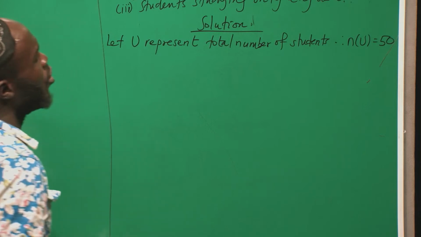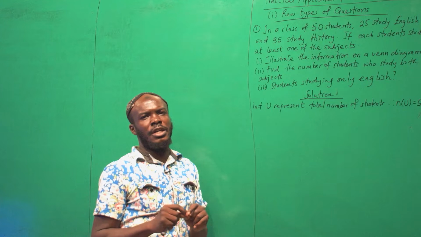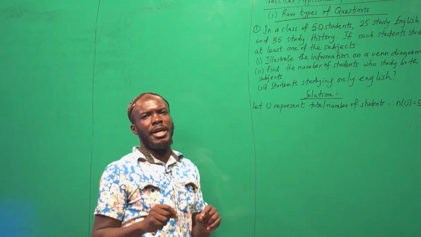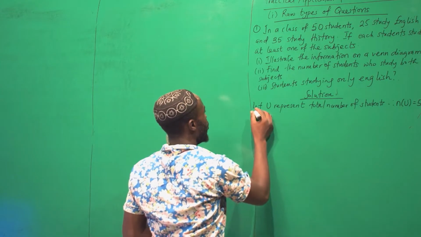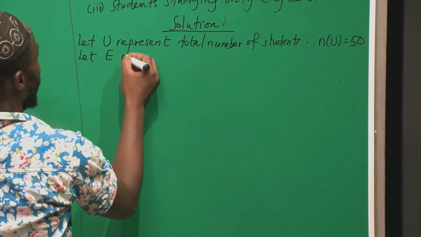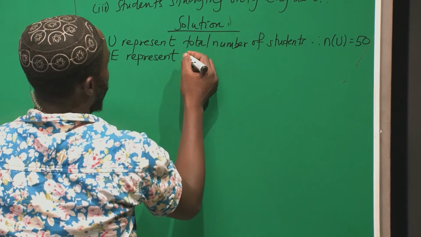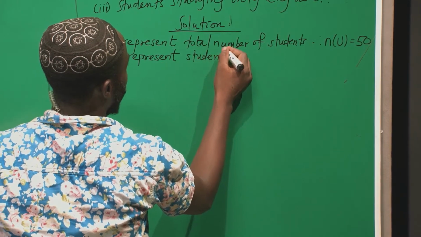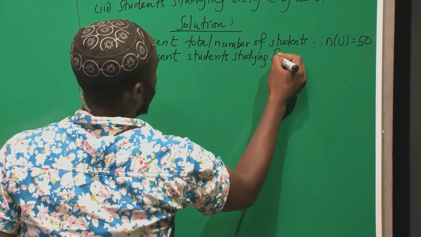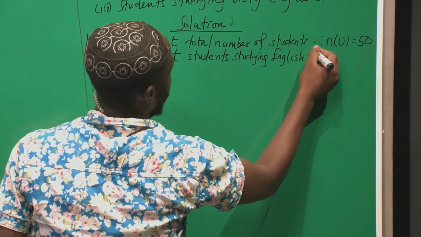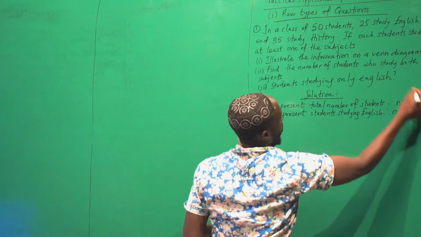Then you take the first commodity in the question, that is English. We always select the first letter and use a capital letter, as we said, a set is denoted by a capital letter. So looking at English, the first is E. The same way, we should say let E represent students studying English. So therefore, N of E is what? 25.